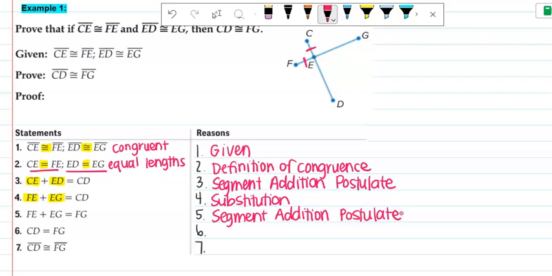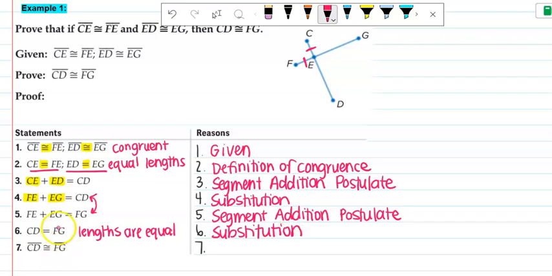Okay, and then now we're jumping and saying, now we can say that CD equals FG, which means that we're saying that their lengths are equal. Okay, and we're able to say that because we said that CD and FG are equal to the same thing, right? These are the same segments that are equal to each other. So we used substitution again.